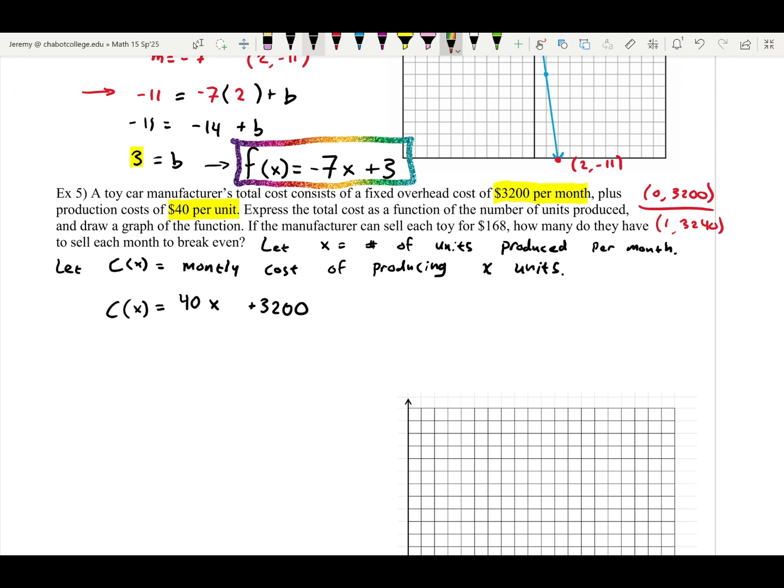So this is it. This is our function. We didn't really have to solve for the slope or anything. We were just given that rate of change, $40 per unit. We were given that fixed cost of 3,200, and bam, there's our function.